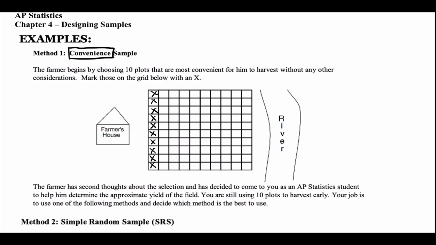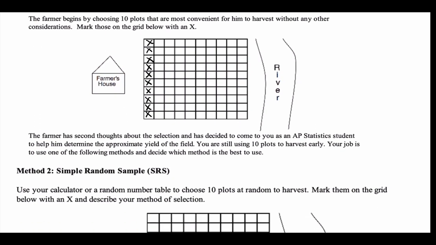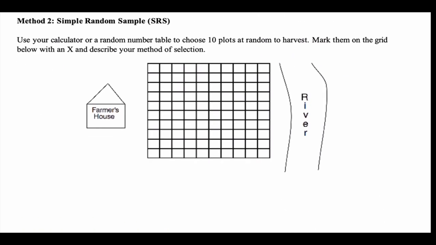Okay, so the farmer has second thoughts about the selection and has decided to come to you as a statistics student to help them determine the approximate yield of the field. You are choosing 10 plots to harvest. Your job is to help using one of the following methods. So method two is more of a scientific method. Simple random sample. Simple random sample using your calculator.